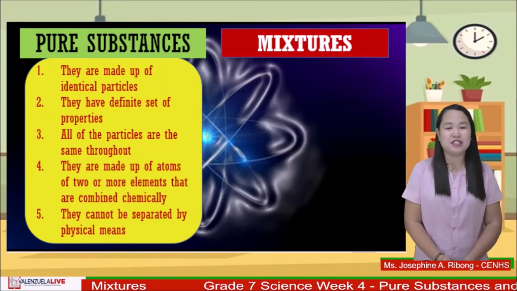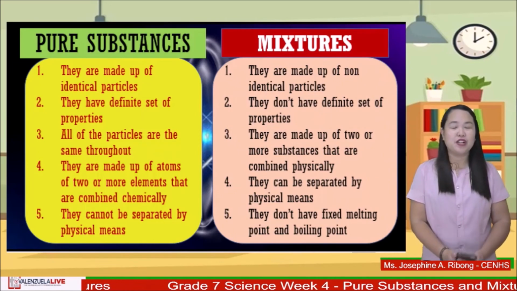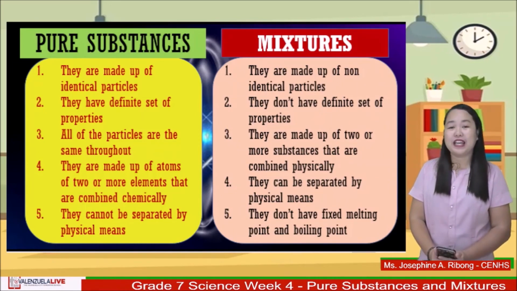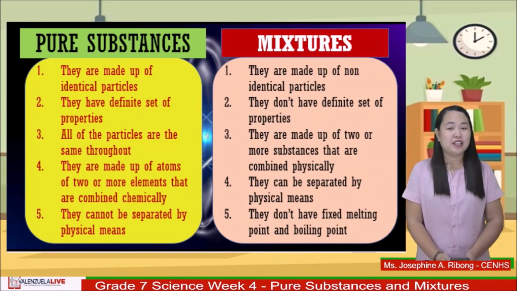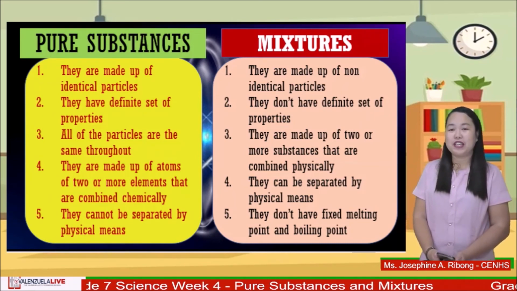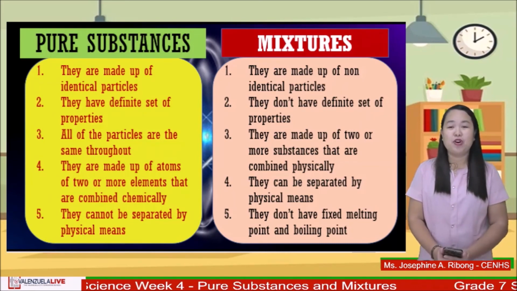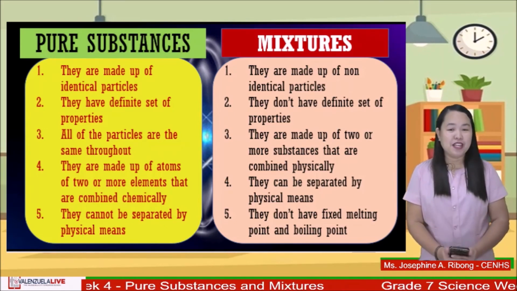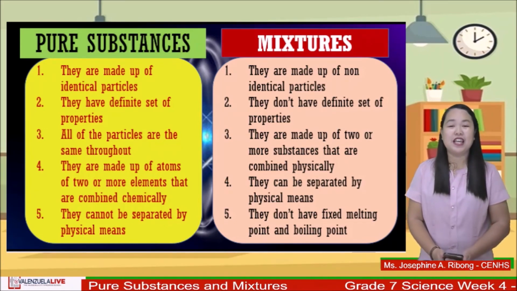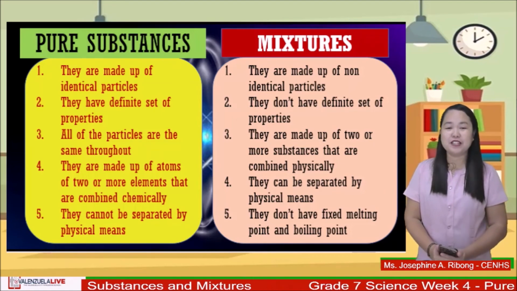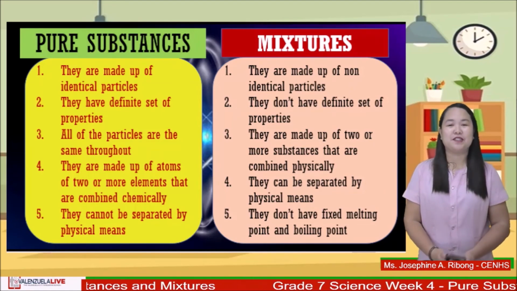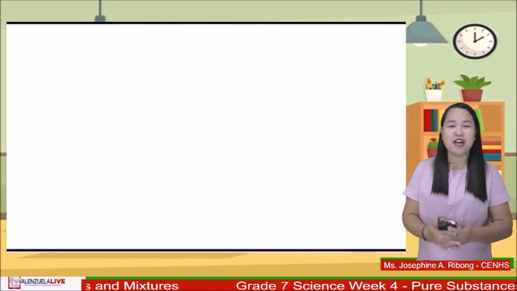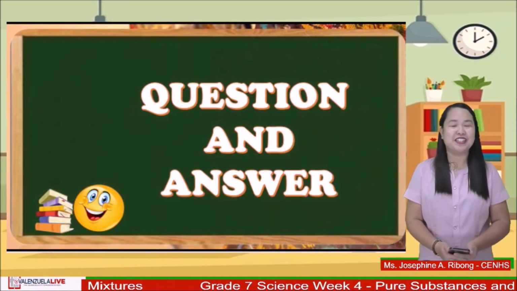by physical means. While in mixtures, they are made up of non-identical particles. They don't have a definite set of properties. They are made up of two or more substances that are combined physically. They can be separated by physical means, and they don't have a fixed melting point and boiling point. I hope you have learned something from our discussion today.